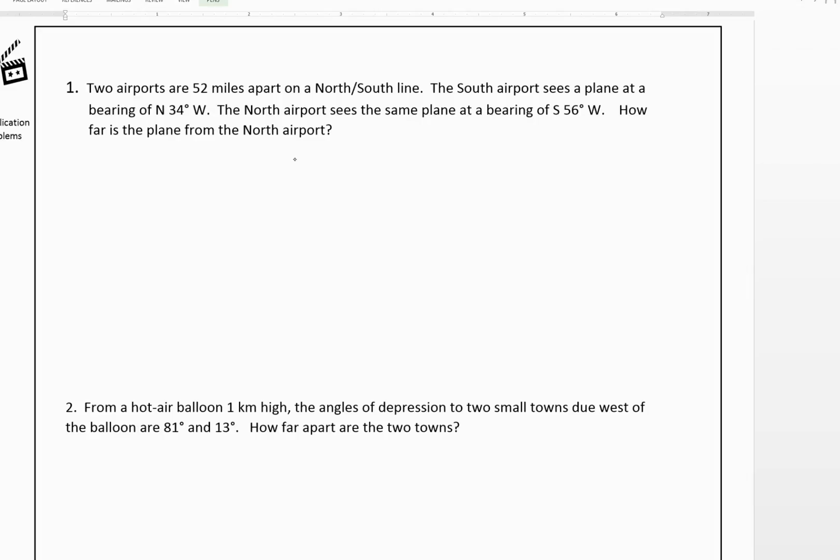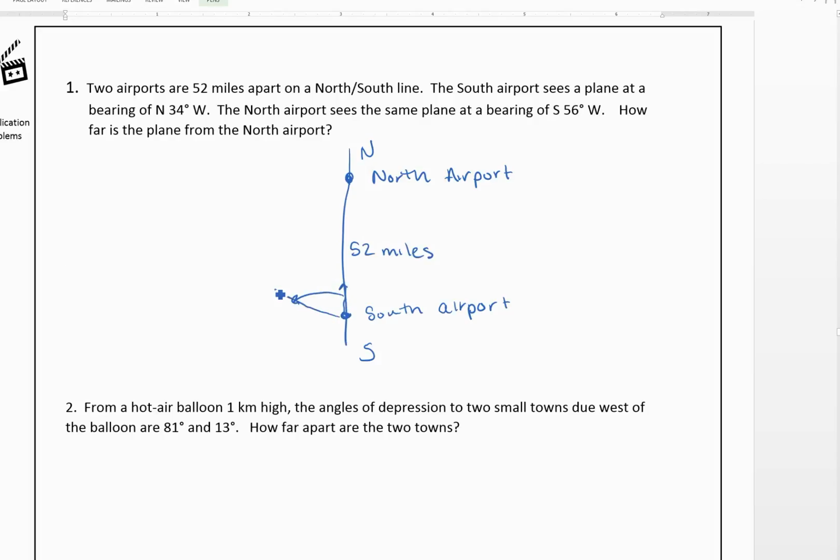Okay, so let's draw what's going on here. If this is our north-south line, we're told that we have two airports. So this would be the north airport and this would be the south airport. And we're told that they're 52 miles apart. Now, we're told that the south airport sees a plane at a bearing of north, so we'd think of starting north and rotating 34 degrees west.